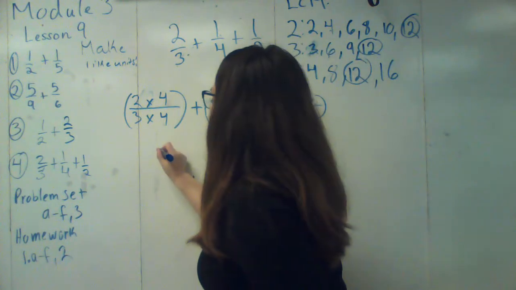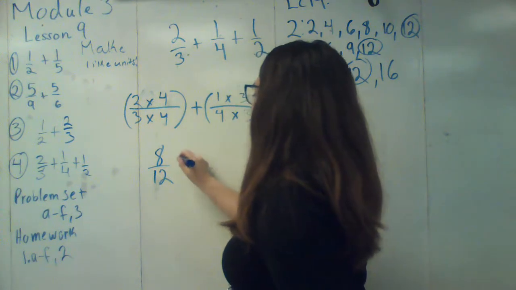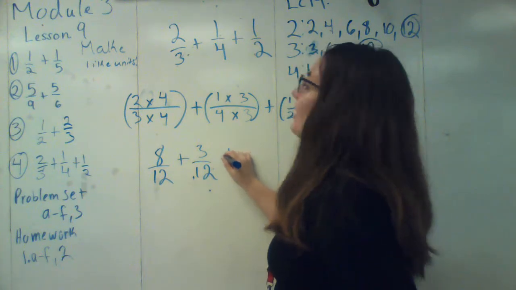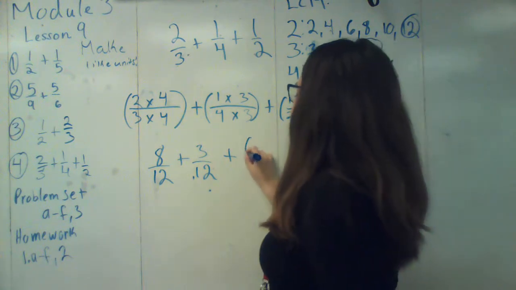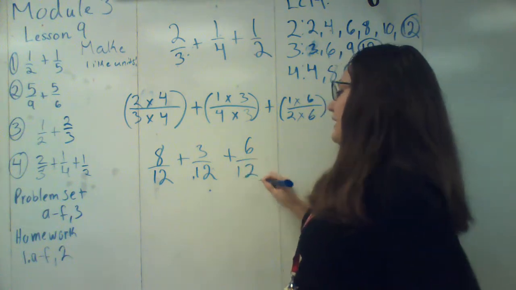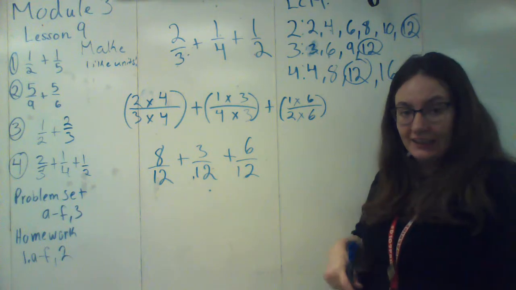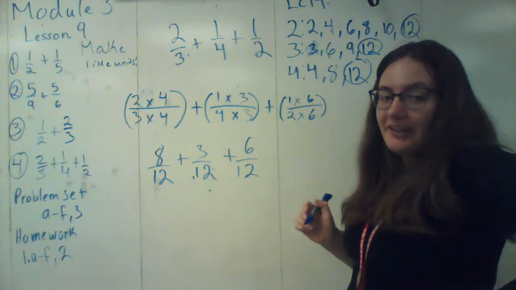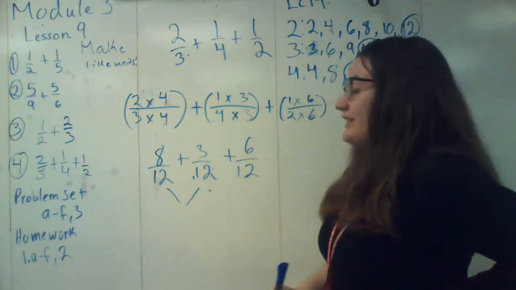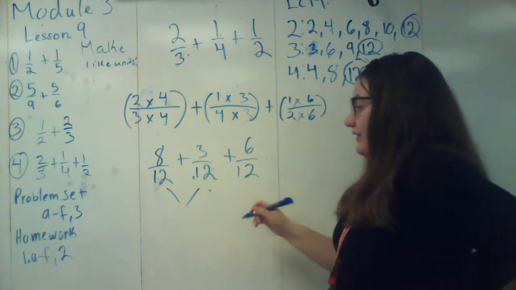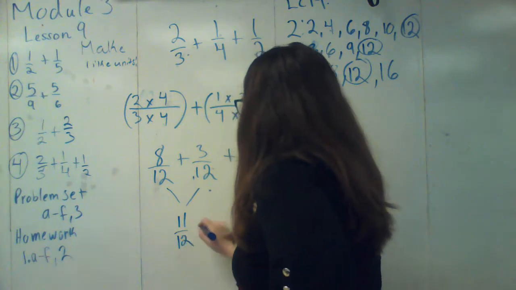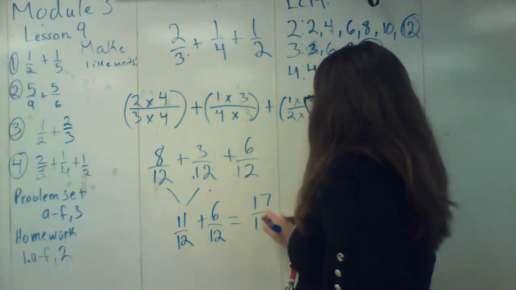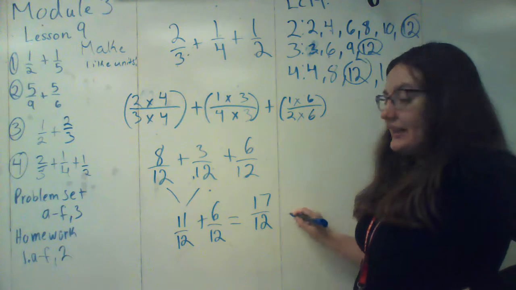So 2 times 4 is 8, and 3 times 4 is 12, plus 1 times 3 is 3, 4 times 3 is 12, plus 1 times 6 is 6, and 2 times 6 is 12. So now I need to add up these three fractions together, but I can because they all have the same denominator. And I can do this into little parts to make it easier for myself. So I can think of, well, what's 8 twelfths plus 3 twelfths? That would be 11 twelfths plus 6 twelfths, which would equal 17 twelfths. And from there, I can now solve.